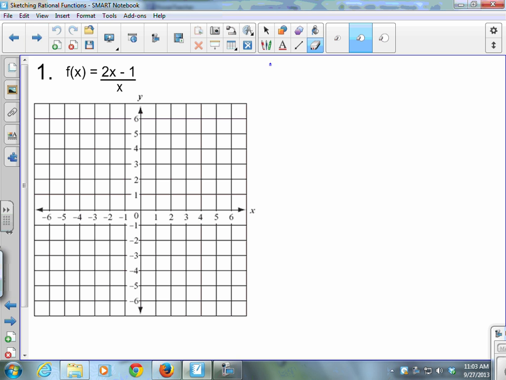I'm going to start by finding any holes in the graph. I would find those by factoring. Since I can't factor and nothing cancels, there are going to be no holes in the graph. The second thing I need to find are vertical asymptotes. So vertical asymptotes are going to come from what makes the bottom 0. So the only number that would make the bottom 0 is 0. So x equals 0 is going to be the vertical asymptote.